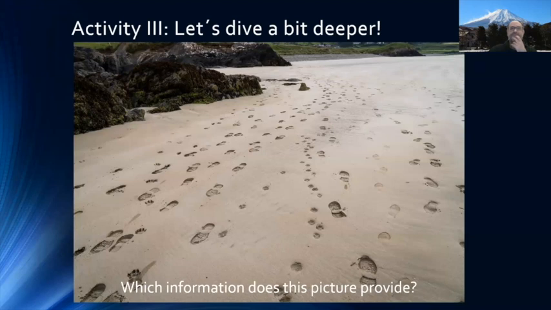Someone has been walking. Yes. What else? Trajectory. Mm-hmm. Different depths of the prints. Uh-huh. There are also animal footprints. Mm-hmm.